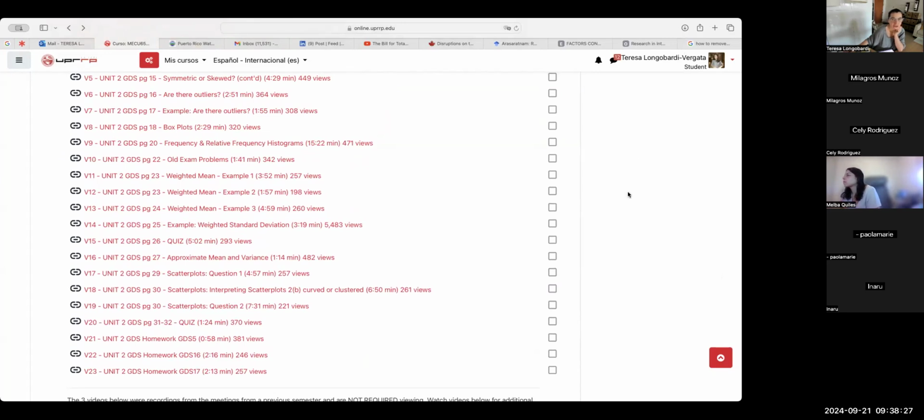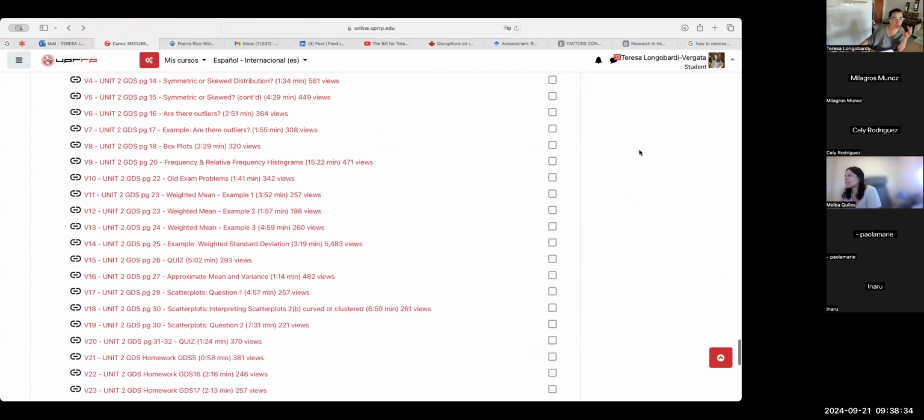Did you like this unit? Did you like working with the numbers? This is very tangible, you're interpreting graphs, you're making calculations.